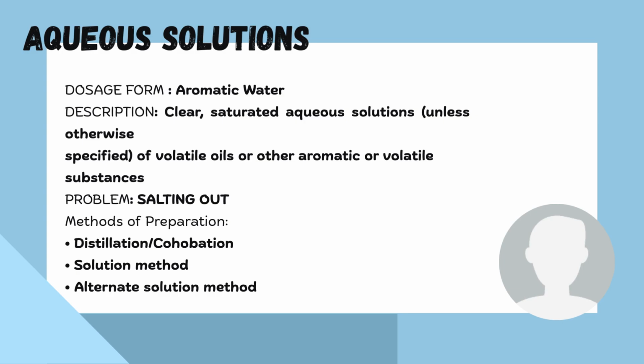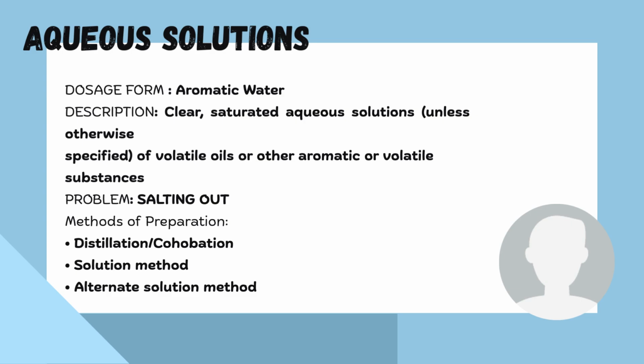Okay, one common problem in aromatic waters is salting out. This happens when salts like sodium chloride or potassium chloride are added into the solution, which causes the volatile oil to separate from the water, making the liquid cloudy or turbid. In simple terms, when salt is added, the oil gets pushed out of the water. Maunang murag nag-separate ang oil og water. So aromatic waters should not be mixed with salty solutions.